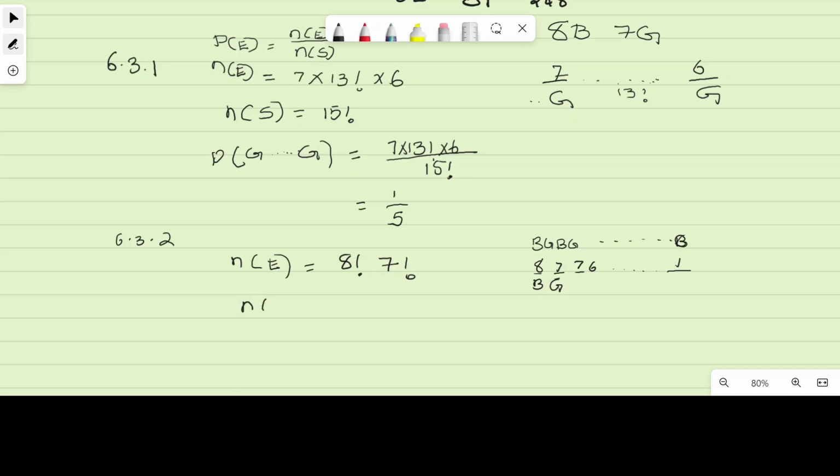Now total number in the whole sample space, that means anyhow the 15 children can sit in 15 factorial ways. So probability of the event is equal to 8 factorial times 7 factorial divided by 15 factorial. When you put this in the calculator, you get 1 over 6435. That is the final answer.